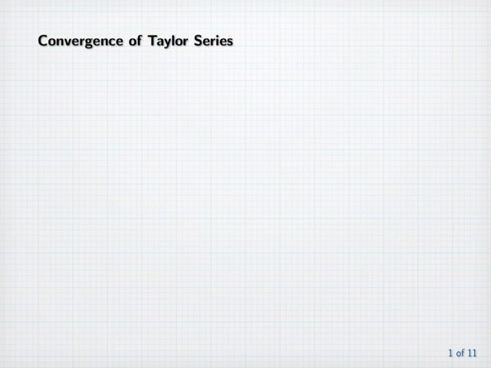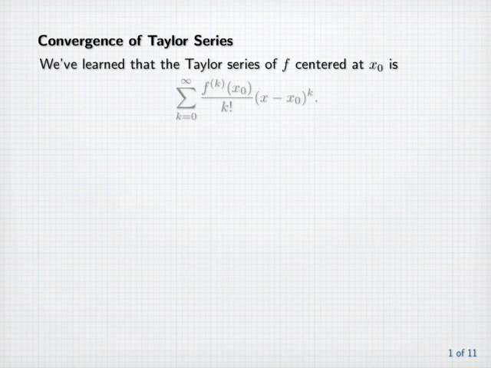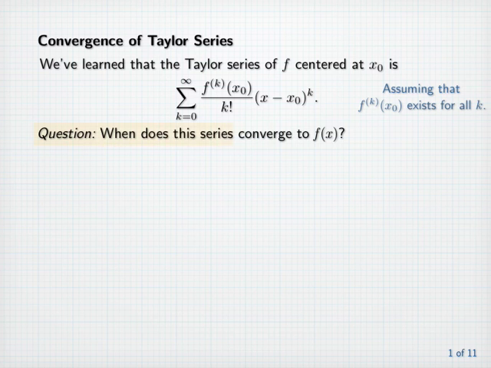Convergence of Taylor series. We've learned that the Taylor series of f centered at x0 is the sum from k equals 0 to infinity of the kth derivative of f evaluated at x0 divided by k factorial times x minus x0 to the kth power. Such a series can always be constructed assuming that the kth derivative at x0 exists for all k. The question we want to address is, when does this series converge to f of x?